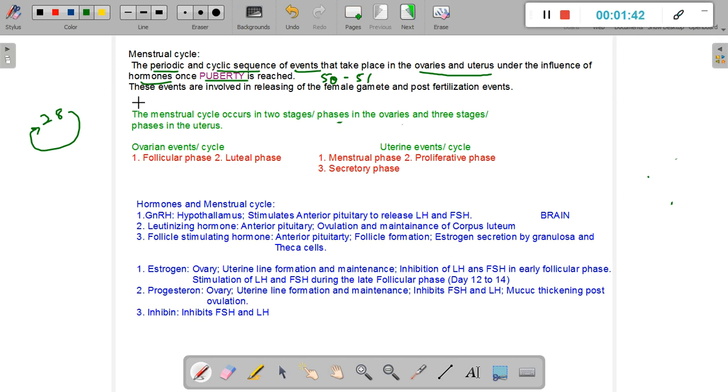Now there are two events. The menstrual cycle occurs in two stages or two phases in the ovaries, and it occurs in three steps or three phases in the uterus. So we've got a pair of ovaries. Inside the ovaries, this menstrual cycle takes place in two steps: the stage 1 or first phase, and then we've got the second stage. We'll look into what stage 1 and stage 2 are.